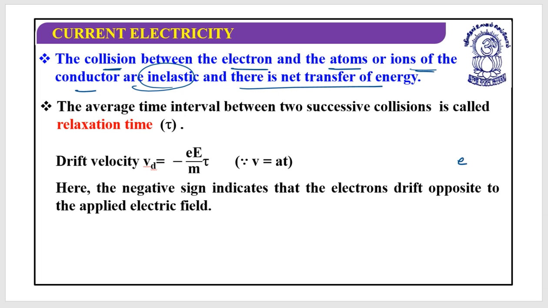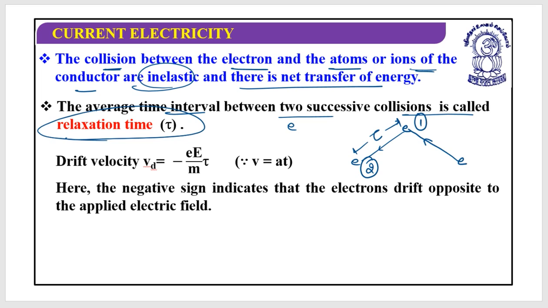Now let's suppose one of the electrons is here, another is here, another is here. Suppose this electron is moving in this direction, and at this position it has a first collision, and at this point it has a second collision. So we consider the time between these two collisions. The average time interval between two successive collisions is called the relaxation time. This is the time during which the electron has not undergone any collision.